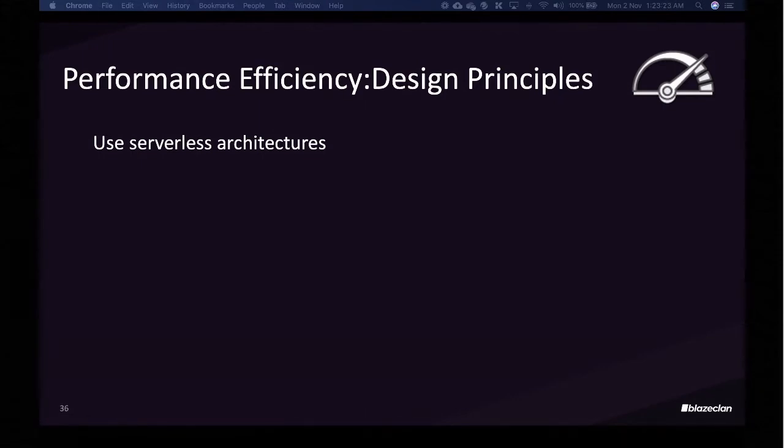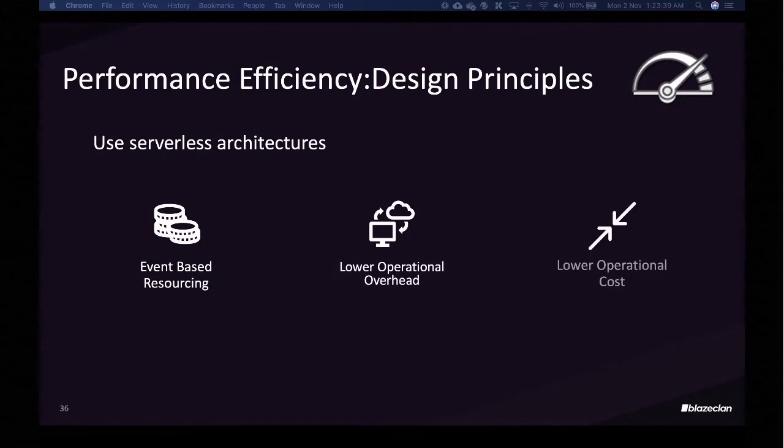So it gives you scale and better performance. It is event driven, so you are having better cost benefit as well. It is charged only when you are utilizing it. That helps you in lowering your operational overhead and hence your operational cost, right? So this is where you need to focus, trying to make your ecosystem serverless as much as possible wherever applicable.